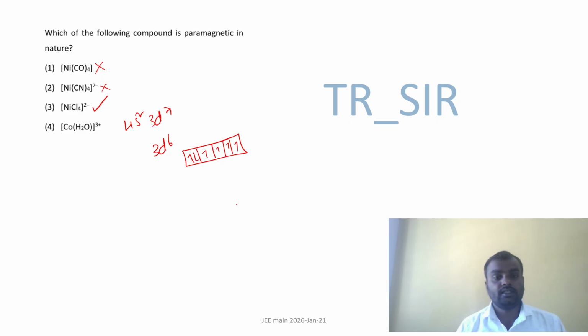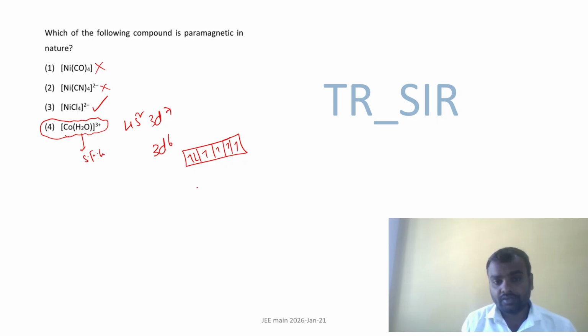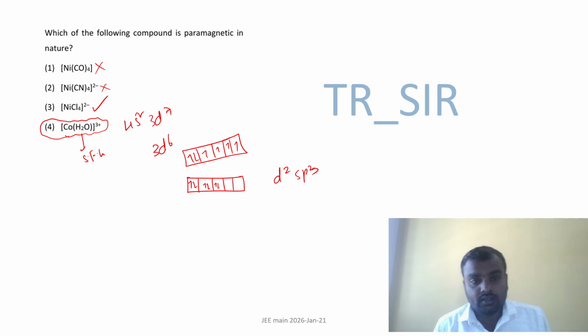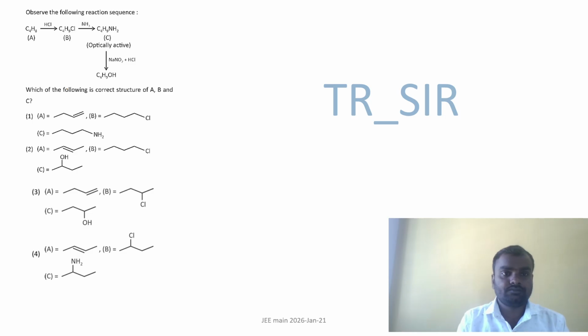Guys, here is a highly important point: in the cobalt plus 3 case, if water is there, it becomes a strong field ligand. So now pairing will occur, and d2sp3 hybridization will come. In this case, cobalt plus 3 with water being a strong field ligand, that means option C is the correct answer. That is the only paramagnetic one. Next, we have C4H8.